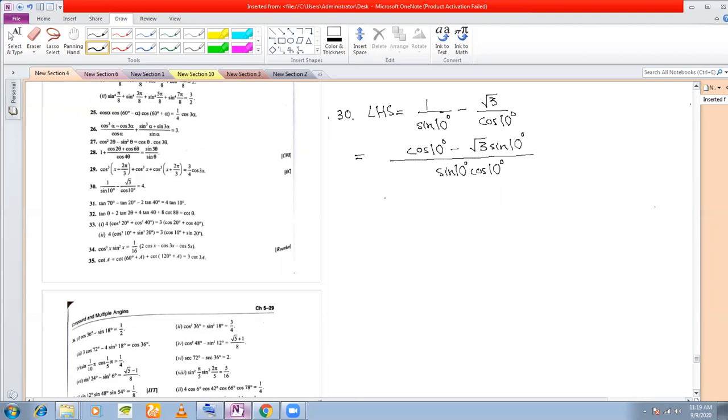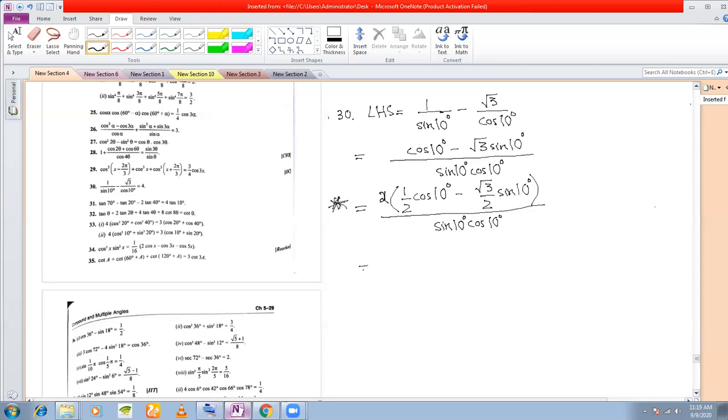Okay. Now comes the main part here. What we do here is we write this as twice half cos 10 degree minus root 3 by 2 sine 10 degree. I can write the numerator in this manner. Denominator remains sine 10 cos 10. This is very important. From here, your technique starts.